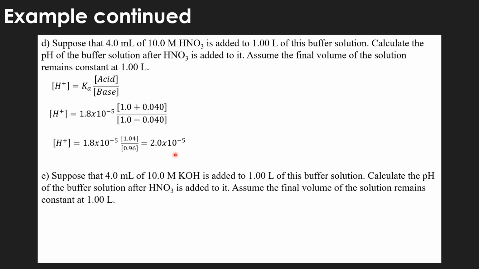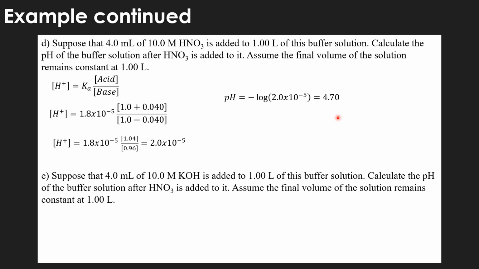So if we do the math, we get 2 times 10 to the negative 5 as our answer for this. Now, if we want to know the pH, we're going to negative log both sides. So pH is going to equal the negative log of that value, which gives us 4.70. Now on the previous slide, our buffer solution by itself had a pH of 4.74. So we can see that adding some strong acid, although it's a very concentrated solution, does not alter our pH that much. Again, because we've already got some of that conjugate acid, or that acid base pair in there, it's going to kind of counterbalance each other.